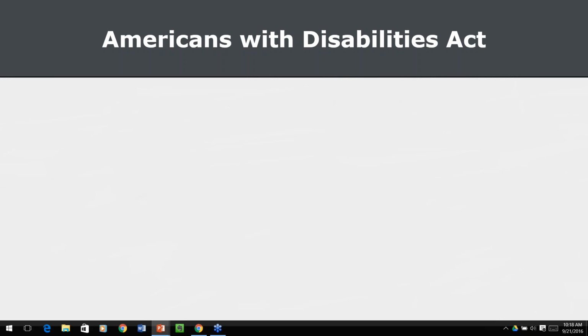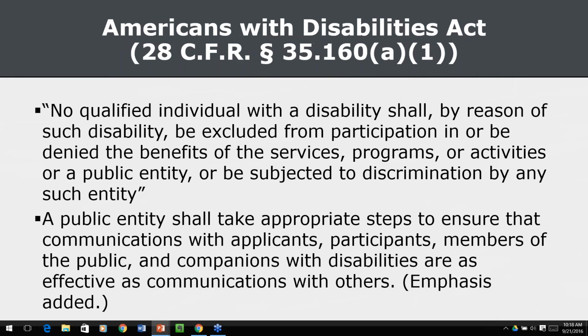That's different than IDEA, where really the method of accommodation is driven by the student's educational needs. Under the ADA, you're supposed to give primary consideration to the family's request. They still don't have the controlling vote, but they have much, much more influence over the decision making under ADA analysis. So here's the relevant language from the ADA. It says that no qualified individual with a disability shall, by reason of such disability, be excluded from participation in, be denied the benefits of the services, programs, or activities of a public entity, or be subjected to discrimination.